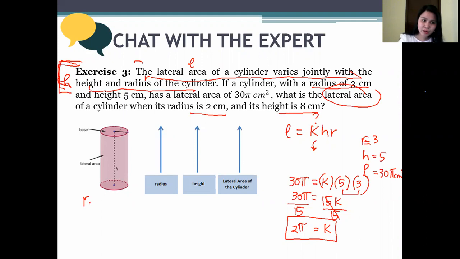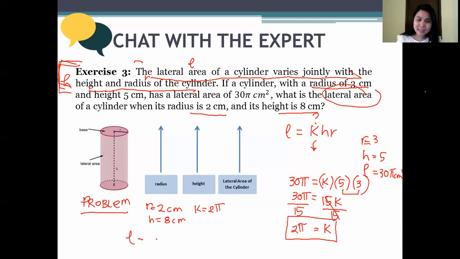So here's the real problem. In the problem, remember our R is 2 cm, our height is 8 cm, and our K is 2 pi. So let's solve for the lateral area. L equals KHR. K is 2 pi, H is 8 cm, and R is 2 cm.